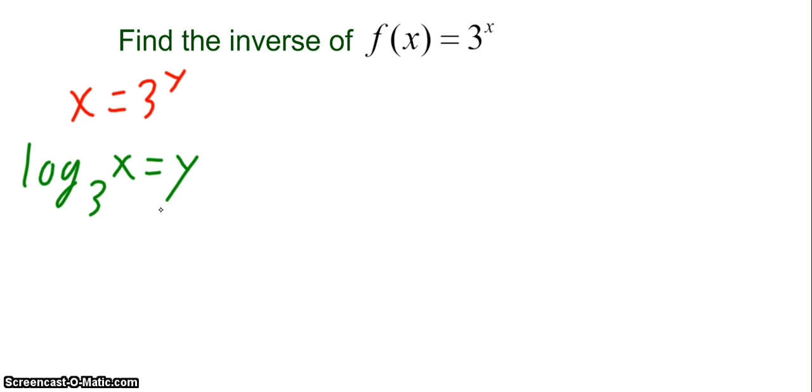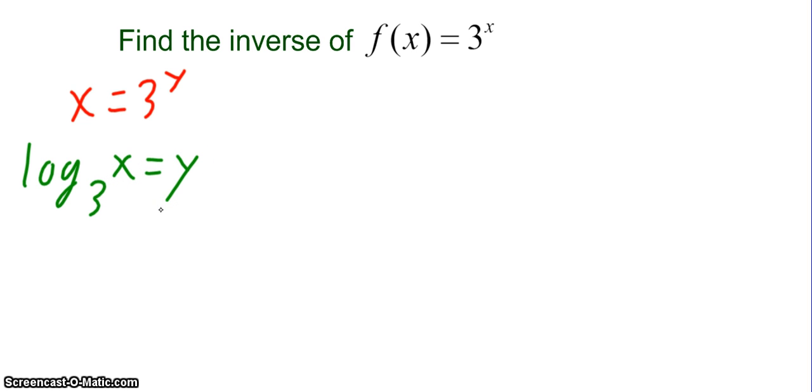So, find the inverse of f of x equals 3 to the x. Well, what do we do to find an inverse? Normally we switch the x and the y. So we're saying x equals 3 to the y, and then we try to solve for y. Well, how do I solve that for y? I can't solve it for y unless I change this into a log function. So this becomes log base 3 of x equals y.